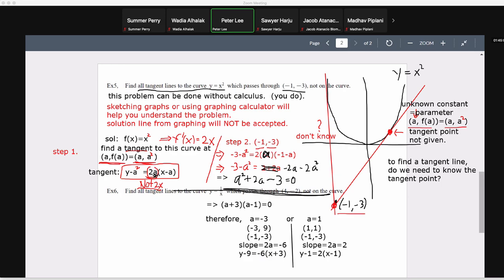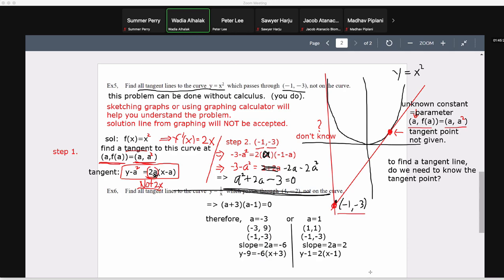So now I wrote down everything on both sides, for both of these lines. I wrote the value of a, I wrote the tangent point, I wrote the other point, I wrote the slope, and I wrote the equation. So this is the kind of thing which I'll be expecting. Okay? Alright?